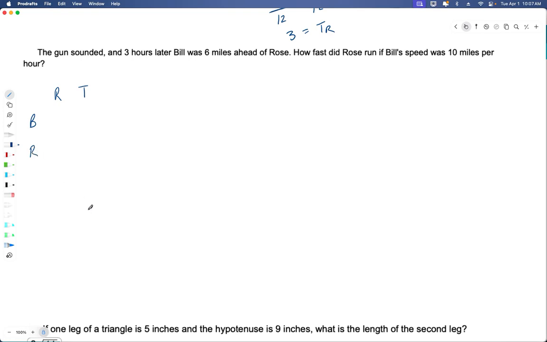So the gun sounded, and 3 hours later, Bill was 6 miles ahead of Rose. So we don't know what the time is, but we know that his time is 3 hours less than Rose's because he waited 3 hours. So we can say the time of Rose minus 3, and this is just the time of Rose. How fast did Rose run if Bill's speed was 10 miles per hour? So his rate is 10.